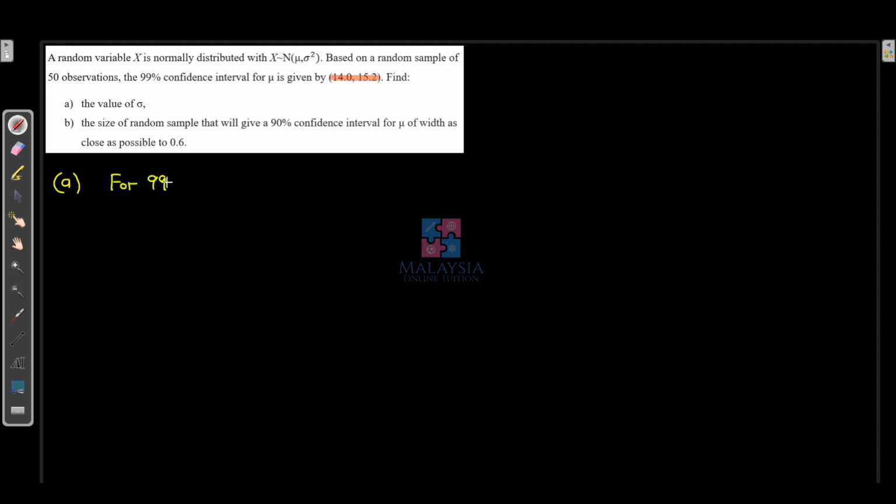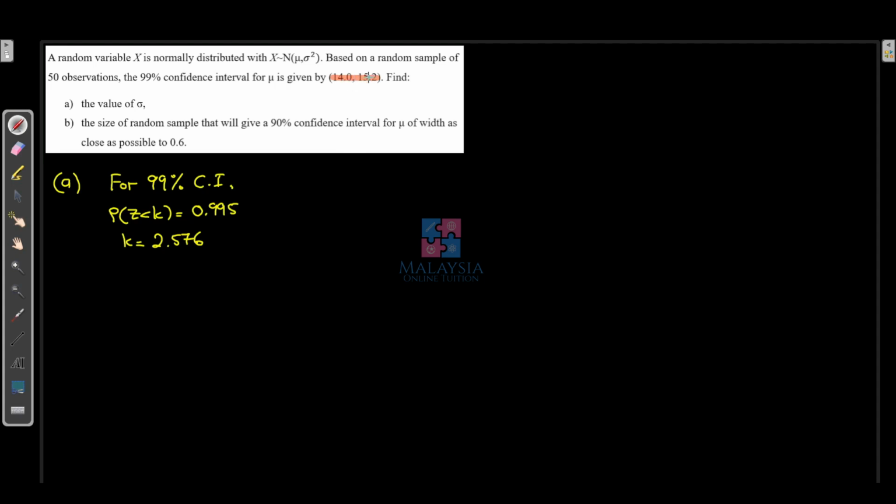So for 99% CI, our value of k, the probability of z less than k, is going to be 0.995. So I want to find what is the value of z when our probability is 0.995. The value of k is going to be 2.576 for a 99% confidence interval. Next, how to use the confidence interval given, which is from 14.0 until 15.2.